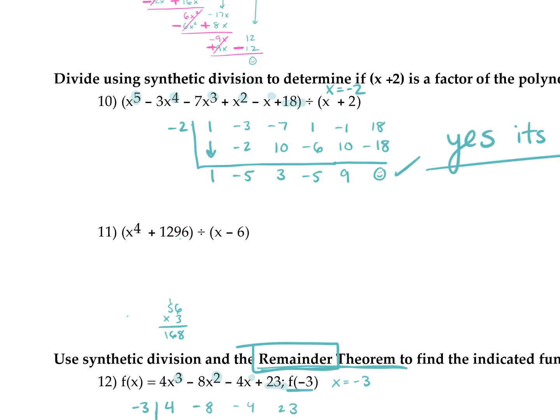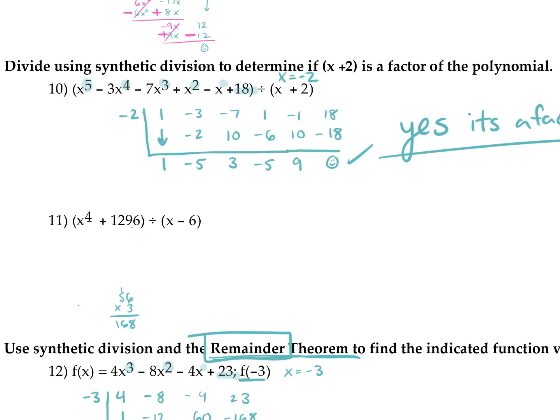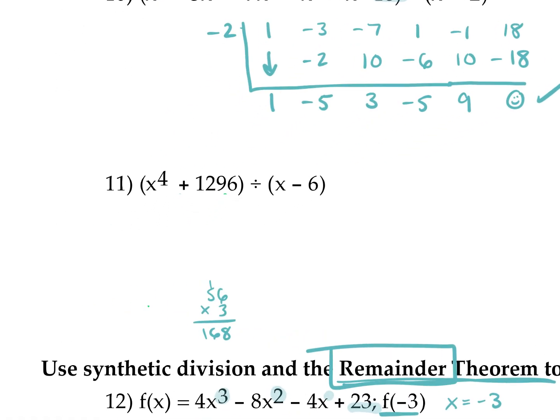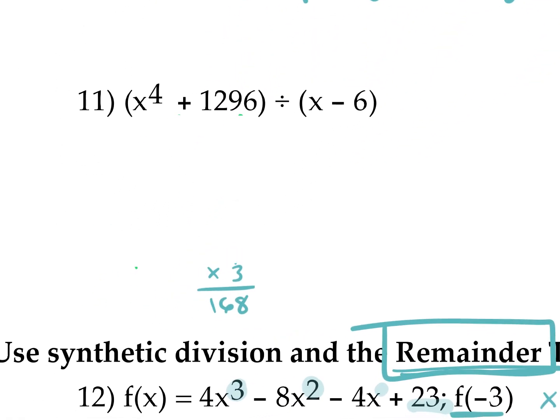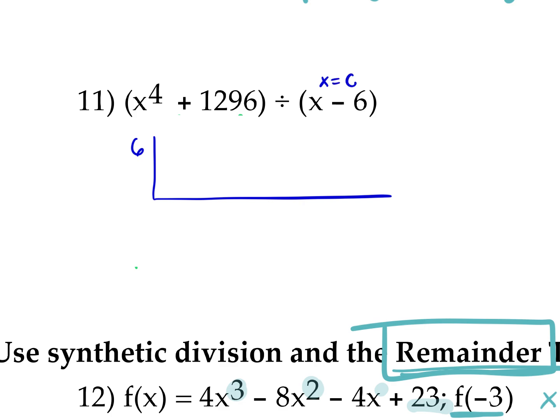So with 11, we are dividing using synthetic division to determine if it's a polynomial. So what's going to go outside the box here? 6. Awesome. X would equal 6. We change the sign. Inside the box, we have to be careful. We're missing quite a few terms here. I'm missing an x to the third power, x to the second power, and an x. So I have to make sure I include 0x to the third power, 0x squared, and 0x. So inside the box, we have 1, 0, 0, 0, and 1,296.